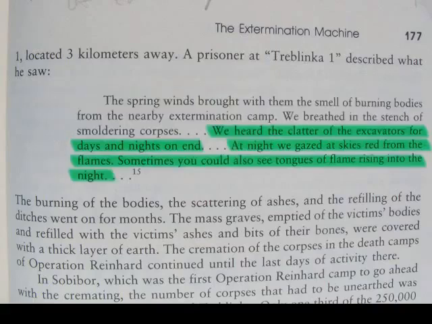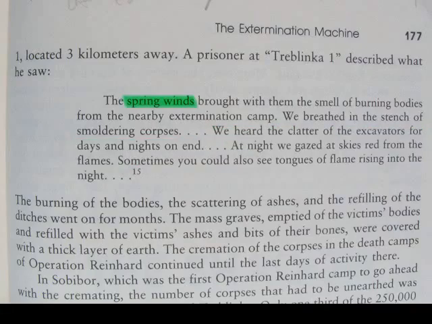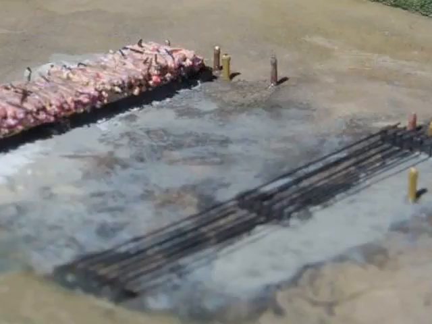We heard the clatter of the excavators for days and nights on end. At night we gazed at skies red from the flames. Sometimes you could also see tongues of flames rising into the night. So we have the spring winds that blow smoke nearly 2 miles away, and yet the fires don't even have a wall on one side to reflect the heat and protect from the wind.